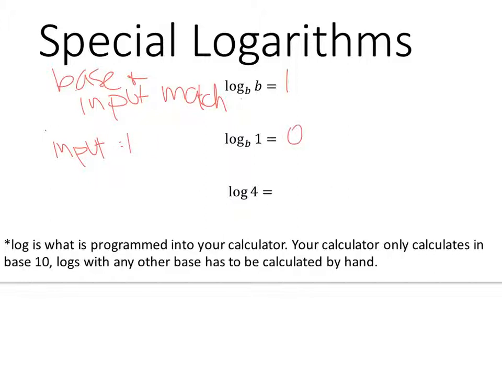And then the last part, if you notice this last log, there's no base written here. It just says log 4. When there's no base, that means you have a base 10. So that's the same thing as saying having a base of 10. So if you look at the bottom, it says log is what is programmed into your calculator. So your calculator will only calculate base 10. So if I give you base 10 problems, you just plug that in the calculator and find your answer. If it's any other base, those logs have to be calculated by hand.